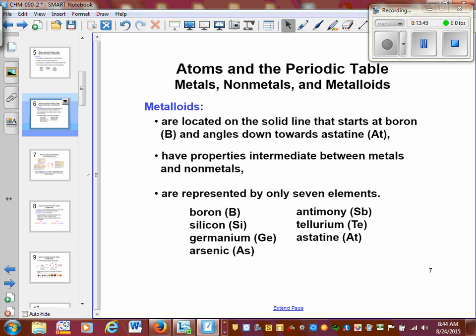Metalloids are located on a solid line that starts at boron and angles down towards astatine. So there's 7 of them, and these are the ones. They have properties that are intermediate between metals and nonmetals. Boron, silicon, germanium, arsenic, antimony, tellurium, and astatine.